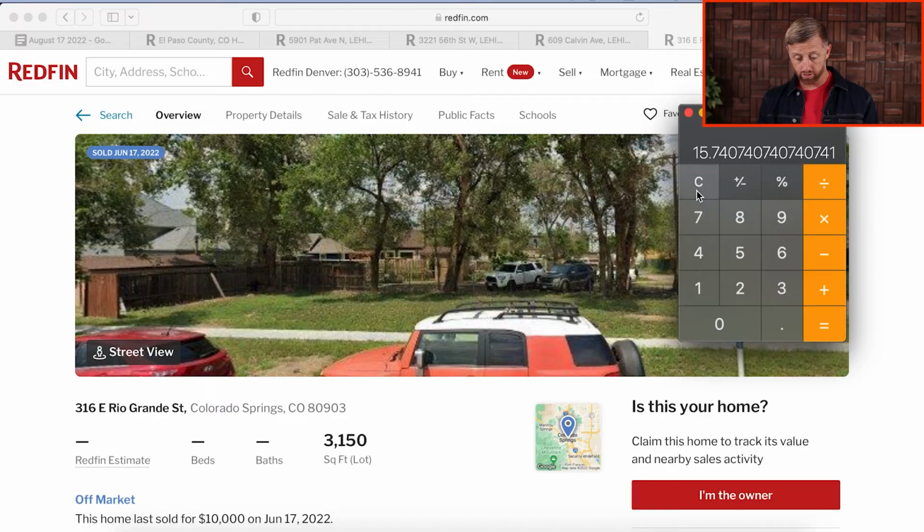Now let's look at this $10,000 one, the one that sold for $10,000. That is 3,150 square foot. That's a very small lot. I'm pretty sure in Colorado Springs you need 5,000 square foot to have a buildable lot. So this is probably not even a buildable lot. So this one sold for $10,000 on June 17th, 2022. Now you divide that by 3,150 square feet. That is $3.17 a square foot for probably a lot that's not even buildable.